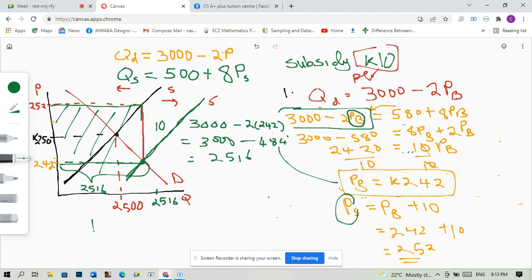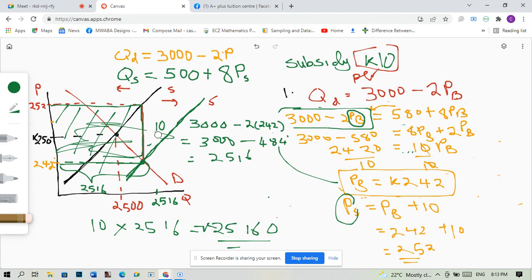So we're going to say 10 times 2516. Okay, it's going to be 25,160 kwacha. Okay, this is what it has cost the government. So remember the subsidy is represented here by this box I'm shading.